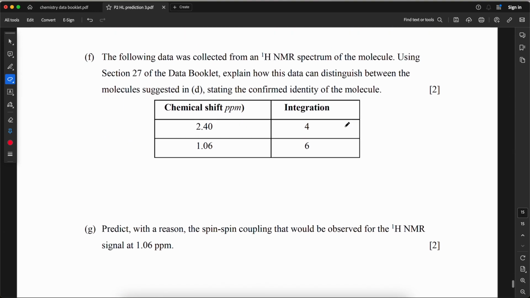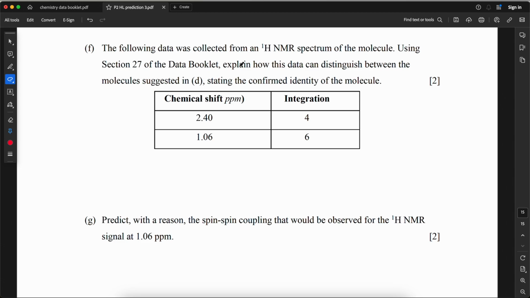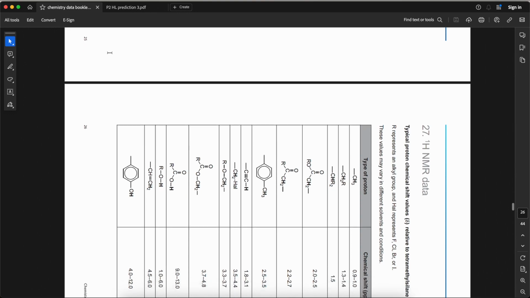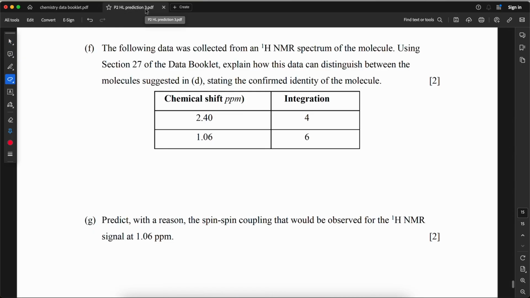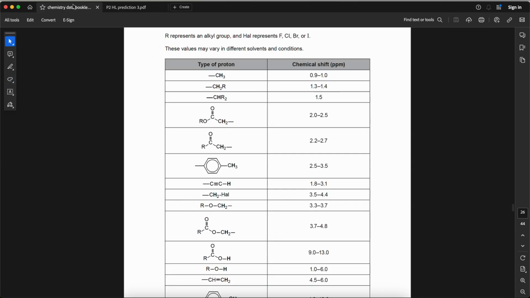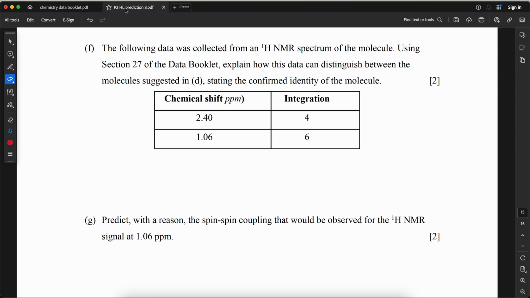The following data was collected from the 1H NMR spectrum of the molecule using section 27. Explain how this data can distinguish between the molecules suggested in D, stating the confirmed identity of the molecule. So 2.40, we can tell it's a ketone. Yeah, 2.4, so it falls into ketone. So maybe a propanone. So at least this one we know, ketone.